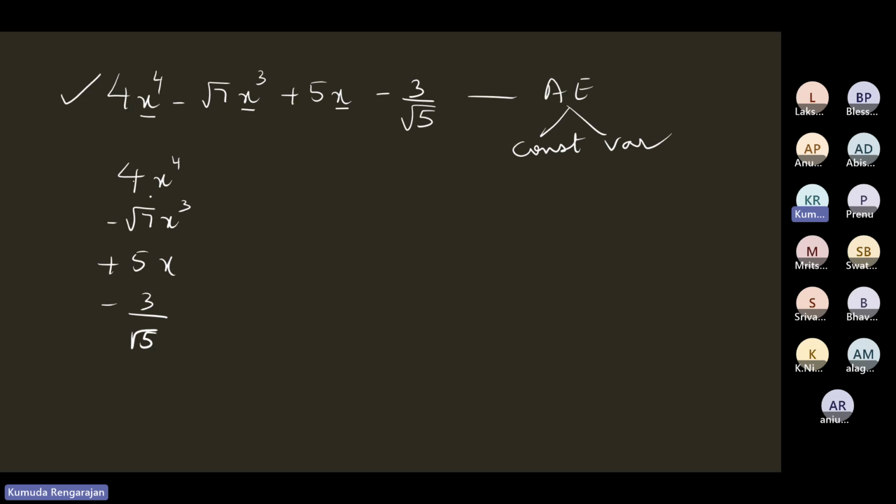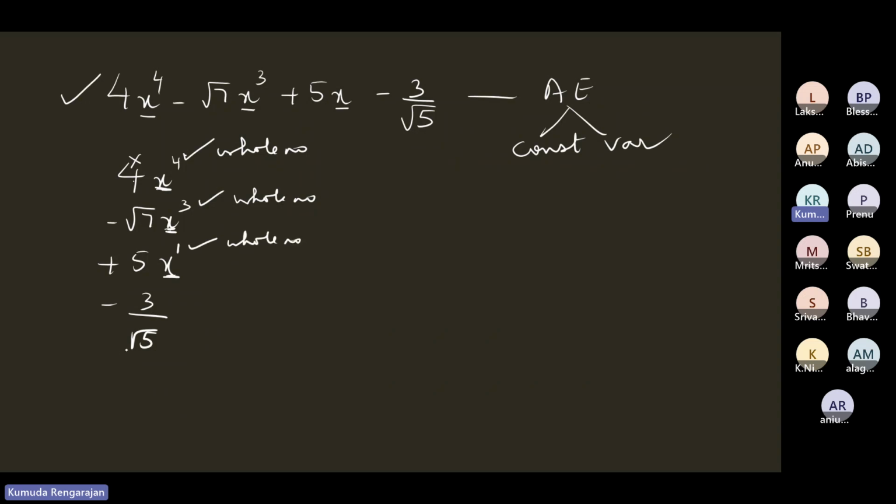Now we are not concerned about the coefficient. We are concerned only about the power of x. In the first term, the power of x is 4, and 4 is a whole number. In the second term, the power of x is 3, and 3 is a whole number. In the third term, the power of x is 1, and 1 is a whole number.